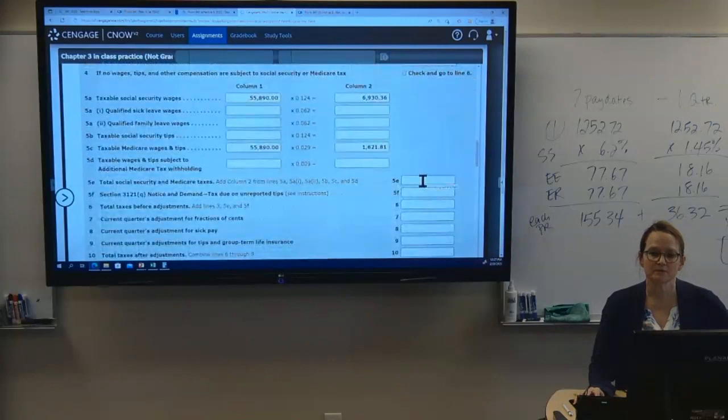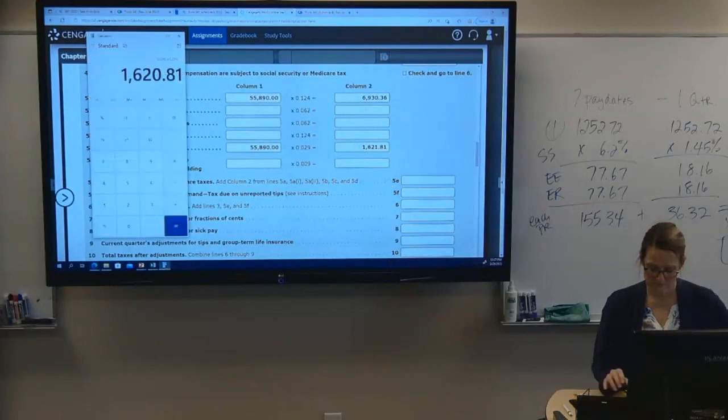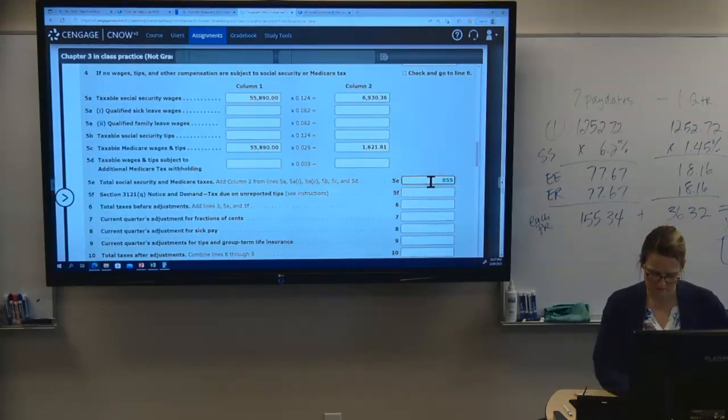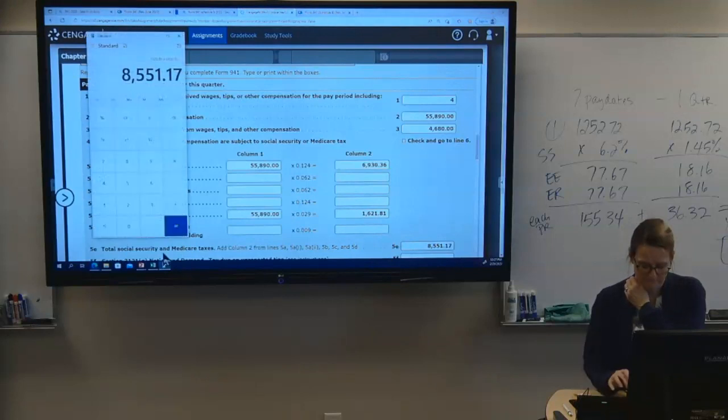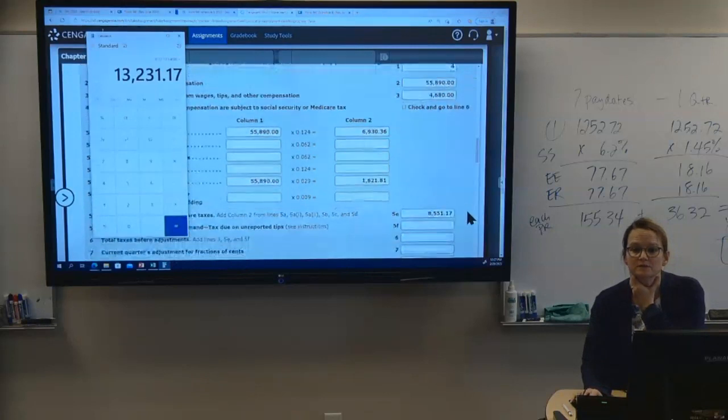And then we're going to add those two together. Total Social Security and Medicare tax. And it tells you right there, add column 2 from these lines. Plus, 8551.17. Nothing on line 5F. Total taxes. Now we're going to add line 3 and line 5E. Plus, 13,231.17.